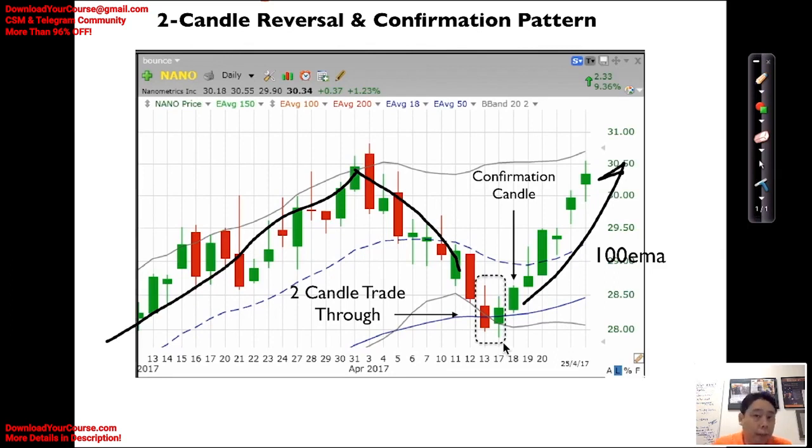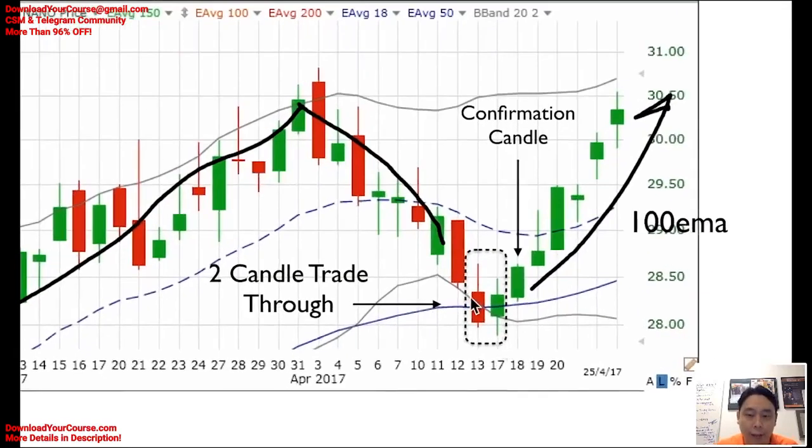Is it the original pattern? Is it the inside bar pattern? Or is it the trade through pattern? Take a minute and take a look at it. Can you see it's the trade through pattern, right? Why? Because in this case, the body of the candle is cutting through the moving average. So it's a trade through pattern.